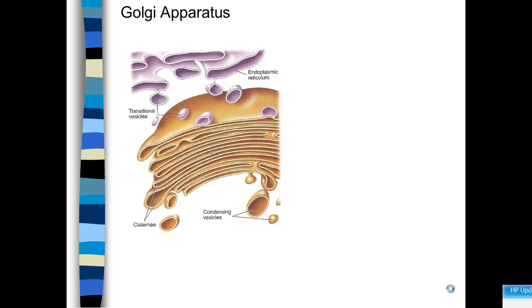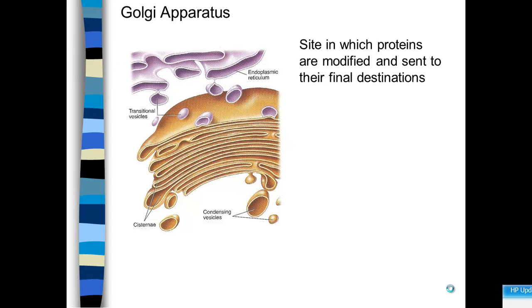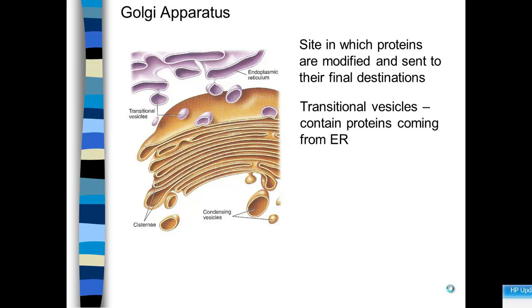Downstream of the endoplasmic reticulum is the Golgi apparatus. This is where proteins are modified and decorated with sugars. Some of the sugars are trimmed back, and then they're packaged to go into their final destination. Transitional vesicles are these small membrane-bound vesicles that carry proteins from the endoplasmic reticulum to the cis face of the Golgi apparatus.